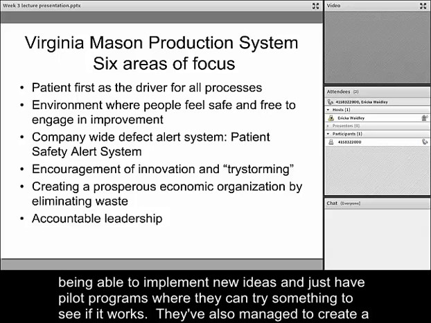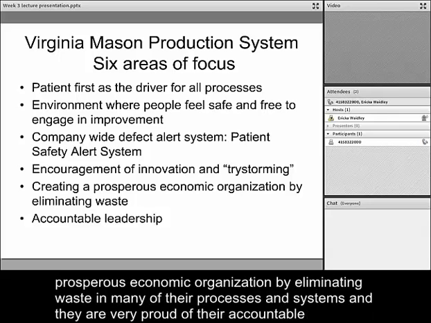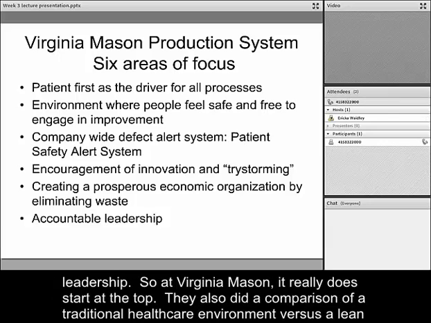They've also managed to create a prosperous economic organization by eliminating waste in many of their processes and systems. And they're very proud of their accountable leadership. So at Virginia Mason, it really does start at the top.